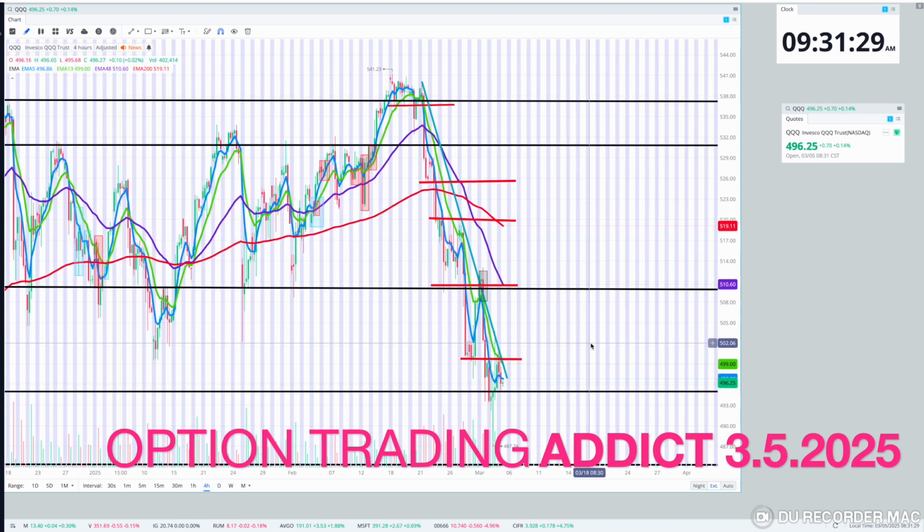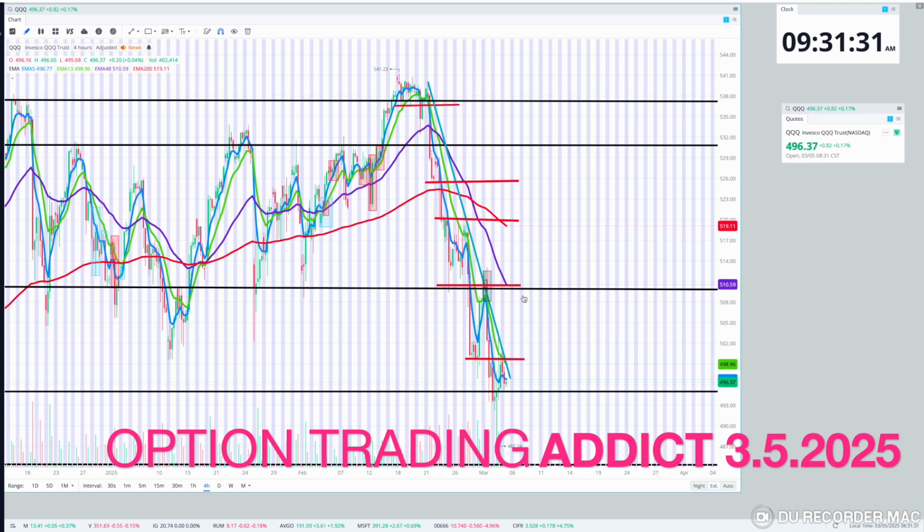On the 4-hour chart, we're still in a complete downtrend. All the EMAs are aligned to the downside. We have the 5 underneath, we have the 13 sitting on there, we have the 48 sitting above that, and we have the 200 sitting above all three. Okay, perfect alignment for a downtrend.